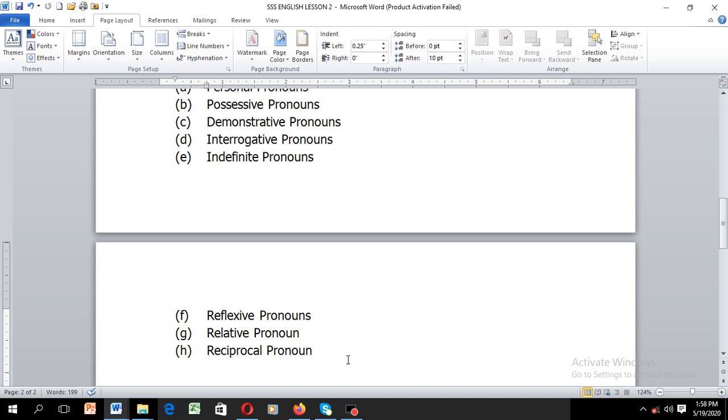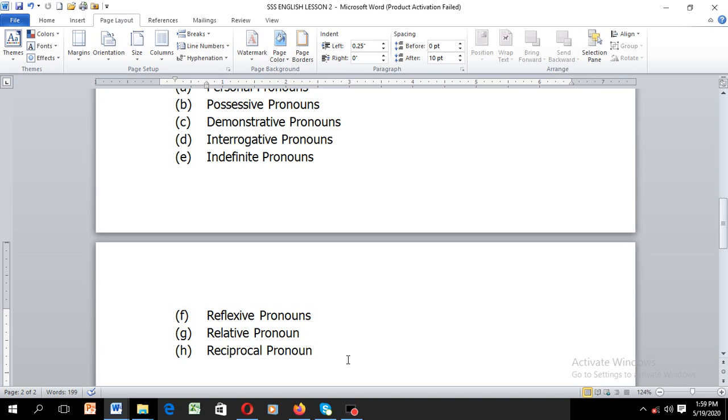Do you get that? Let me take it again. When an action is shared between two people, each other is used. But when an action is shared among more than two people, one another is used. Look at this example. Number one, the two boys are praising each other. That's why I say when an action is shared between two people, each other is used.